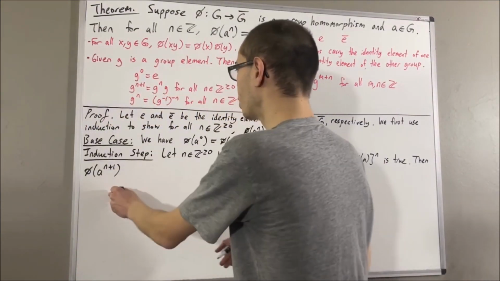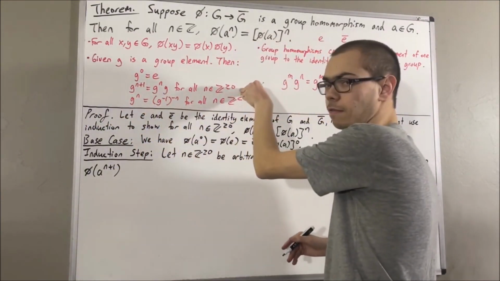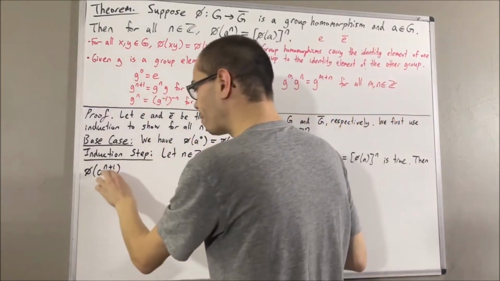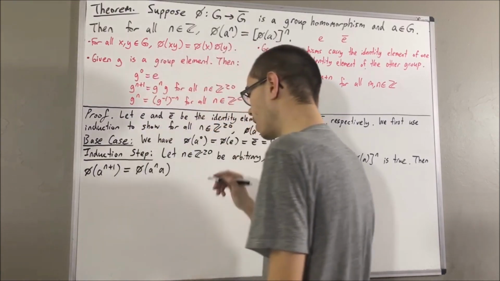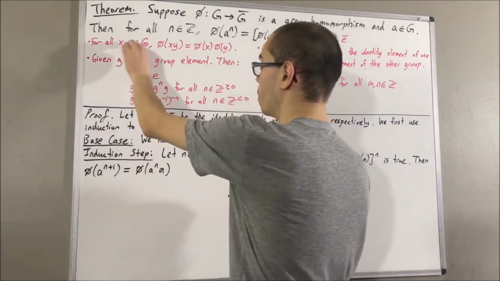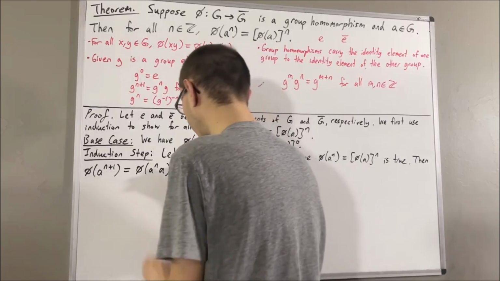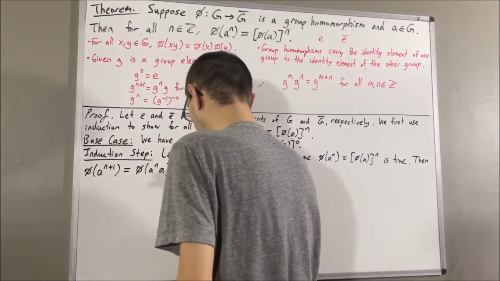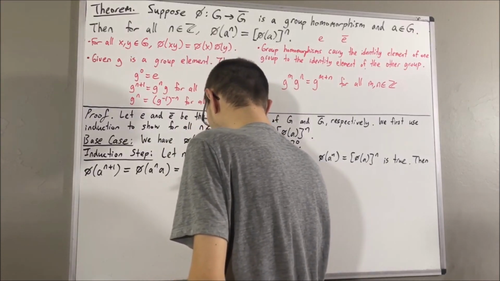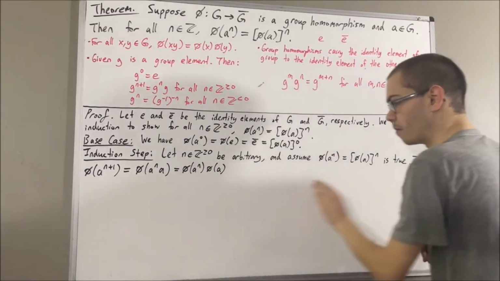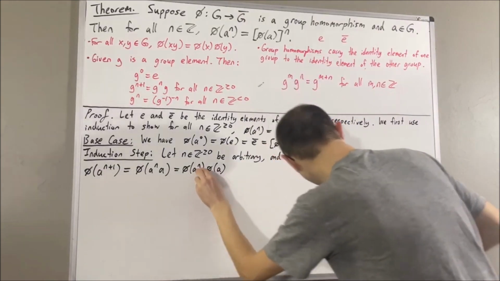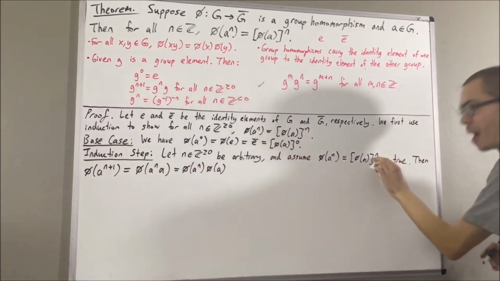Now, according to the recursive part of our definition, a to the power of n plus 1 is just a to the power of n times a. But then, by definition of a group homomorphism, we can split this up into phi of a to the power of n times phi of a. But then, by the induction hypothesis, we know that phi of a to the power of n is equal to phi of a to the power of n.